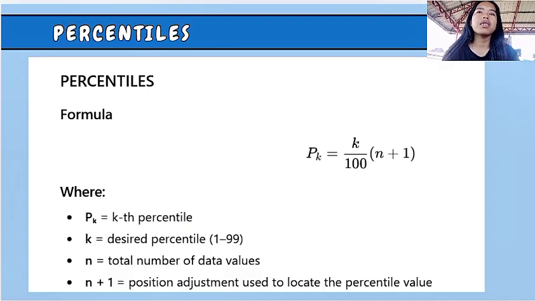Percentiles divide the data into 100 equal parts. The formula for percentiles is P sub k equals k over 100 times n plus 1. Here, k represents the desired percentile and n is the number of observations. Percentiles show the relative position of a value within a dataset. For example, the 90th percentile means that 90% of the data values fall below that point.